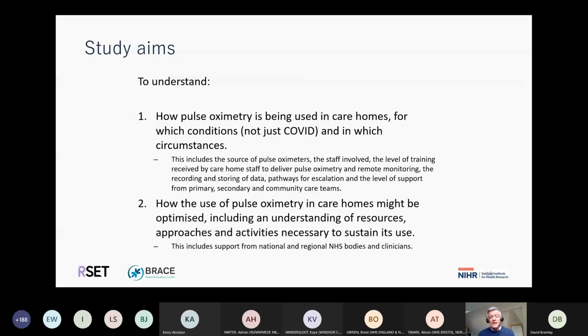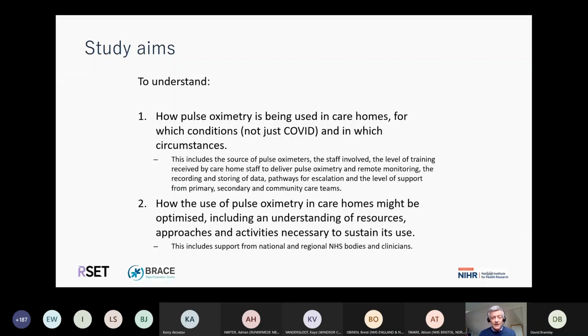And just to say the focus is on how oximeters are being used in care homes all over the country, and in what way can that use be facilitated? Are there barriers that can be removed or reduced? And in particular, is the help that's possible to obtain from different parts of the NHS appropriate in getting through those kinds of questions as well? The perspective is very much from the care home perspective and from particularly managers of care homes.